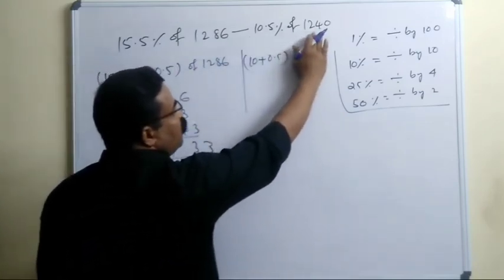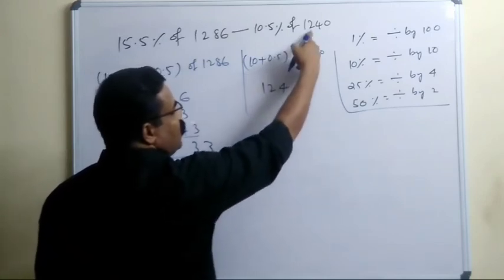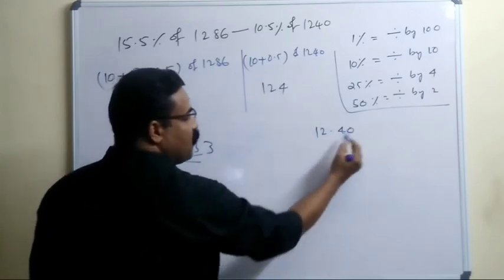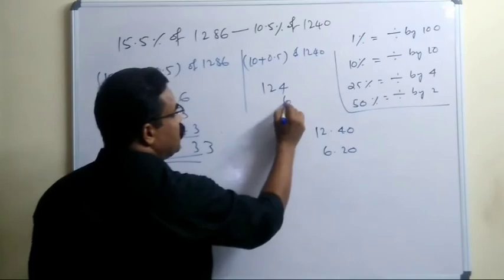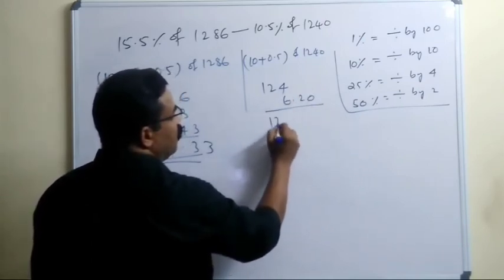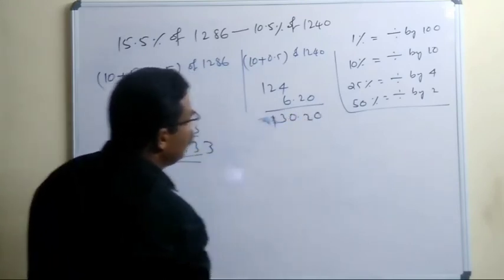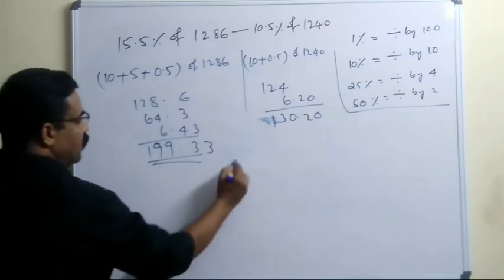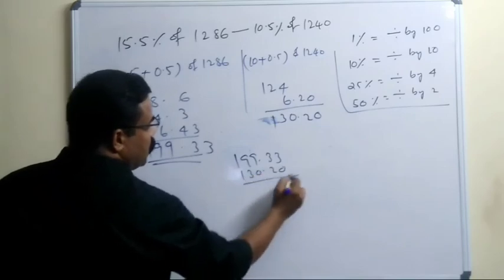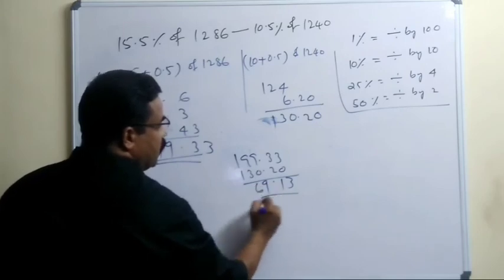Here, 10 percentage of 1240 will be 124, and 0.5 percentage. 1 percentage is 12.40, so half percentage will be half of this, 6.20. So I got 130.20. Now I have to subtract this from 199.33 minus 130.20, which gives 69.13.